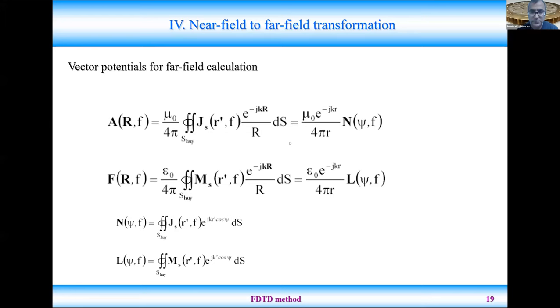If I come back now to the presentation, this is what has been done here. The R has been replaced with a small r. And this one, the N, has the exponential jk r' cosine psi. That is a function of the integration over the Huygens surface. This one also we cannot put outside the integration because it's a function of the point on the surface. The same thing for this one, which we included in the N. We just put R outside by saying that it is the same as a small r at long distance.